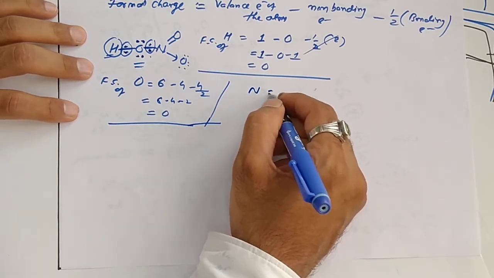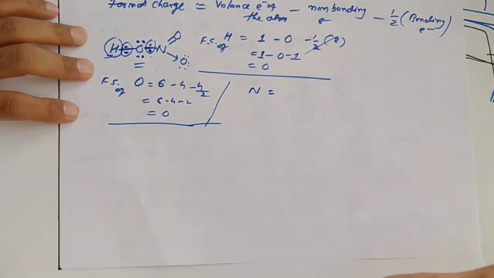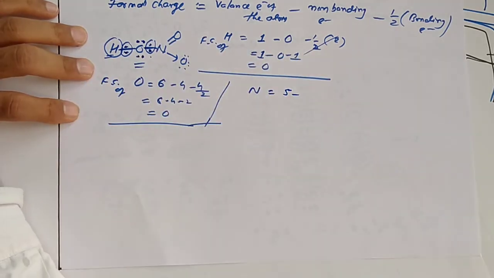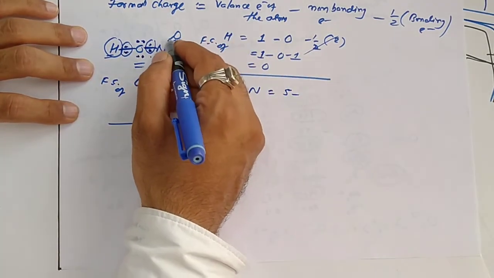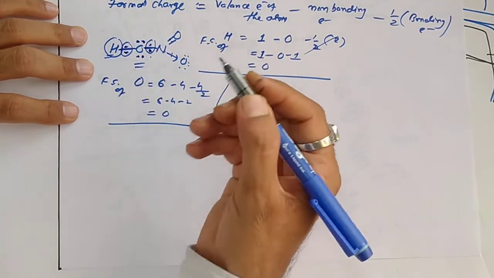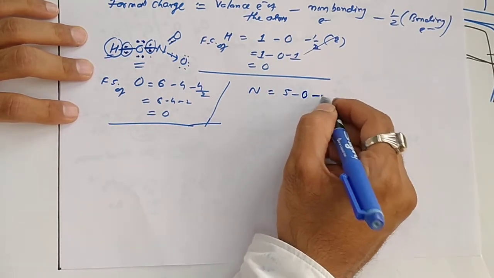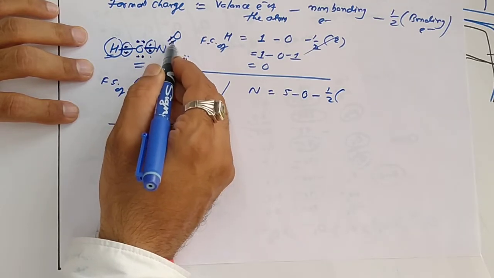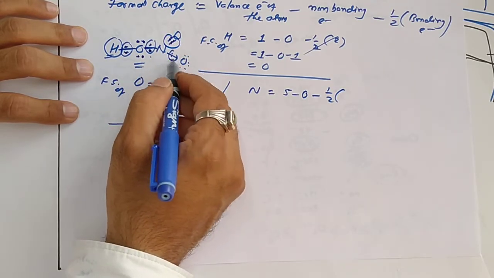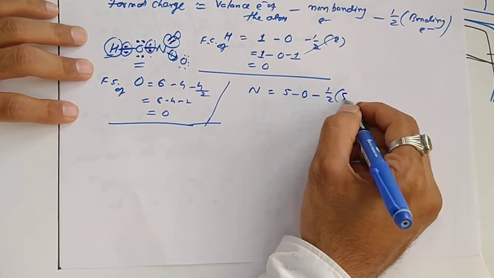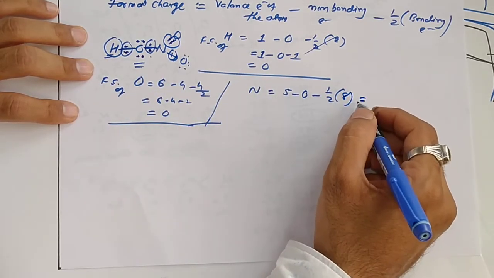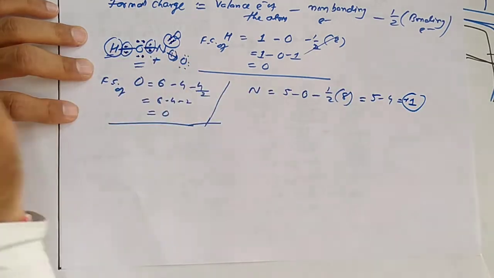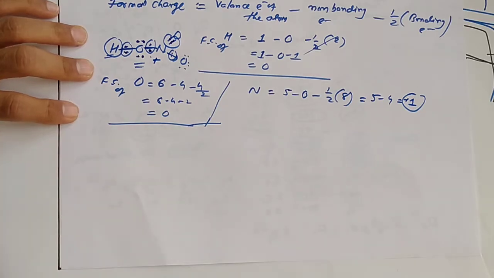Now what about nitrogen? In the nitrogen atom, outermost electrons are 5. Non-bonding electrons 0. 1, 2, 3, 4, and all the 5 are bonded. Number of bonding electrons: 4 plus 2 plus 2, 8. So 8 divided by 2, 4. 5 minus 4 gives plus 1. So here nitrogen has a positive formal charge, plus 1.